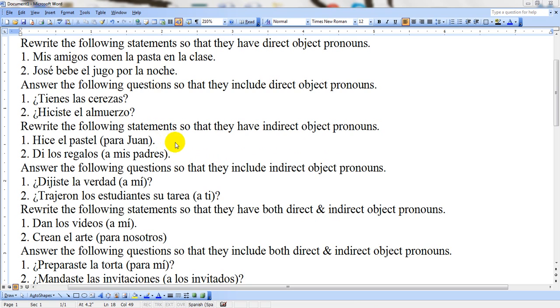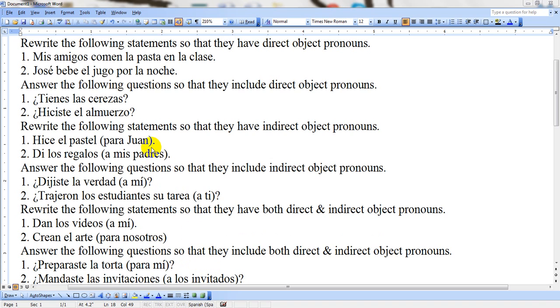It's the same here for the indirect. The indirect object nouns are these people here in parentheses, and it's the same in the questions down here. When you answer the questions, include the person in parentheses or possibly somebody else, depending on what the question's asking, as the indirect object pronoun in your answer. And then down here, it's kind of a combination of the previous two ideas where I have a statement that includes both the direct object noun and indirect object noun right there in parentheses. Rewrite it so they have both pronouns, and in the question also.